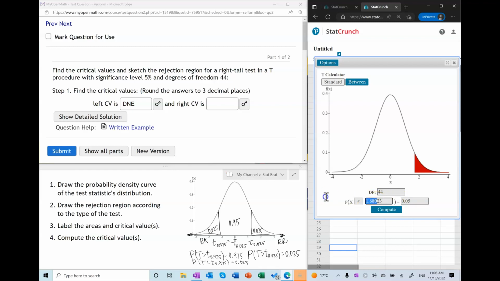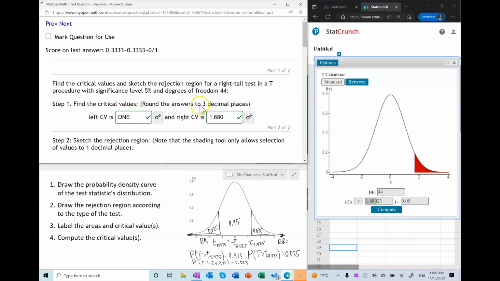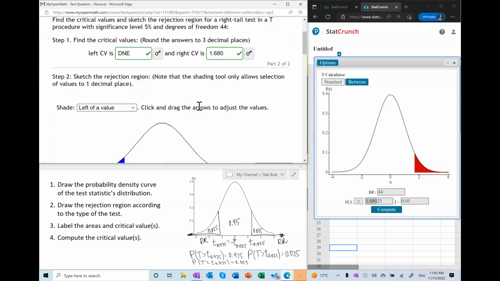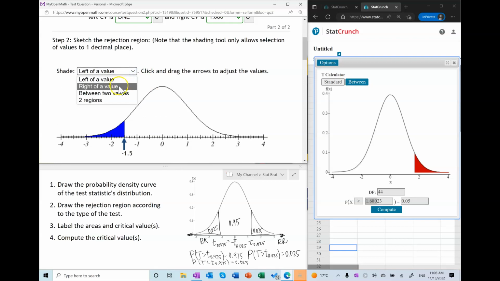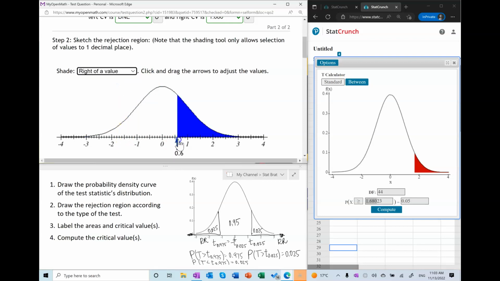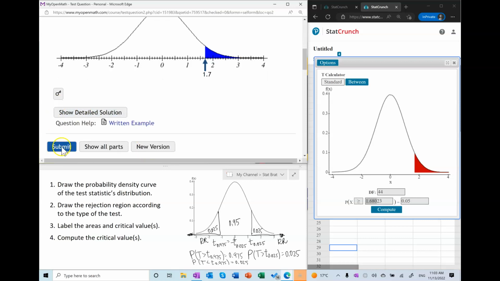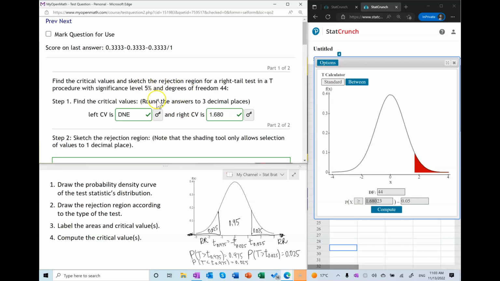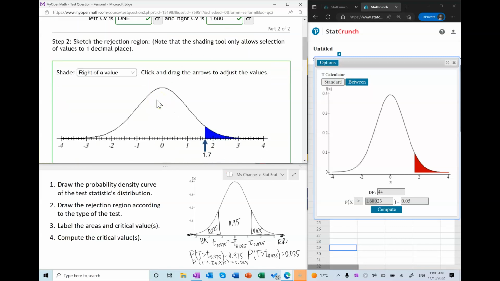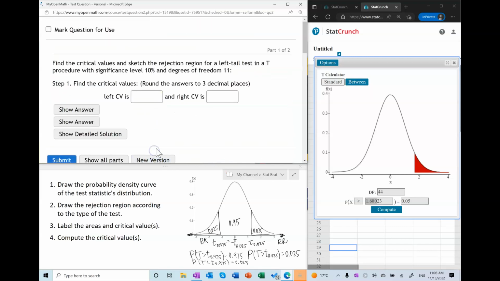So this is my right critical value. And of course, this is the right answer. To draw it out, it's easy. Given what's in front of us, it's really hard to make a mistake here. If you answer the first question correctly, you understand what's going on. All right, so let's do another problem.